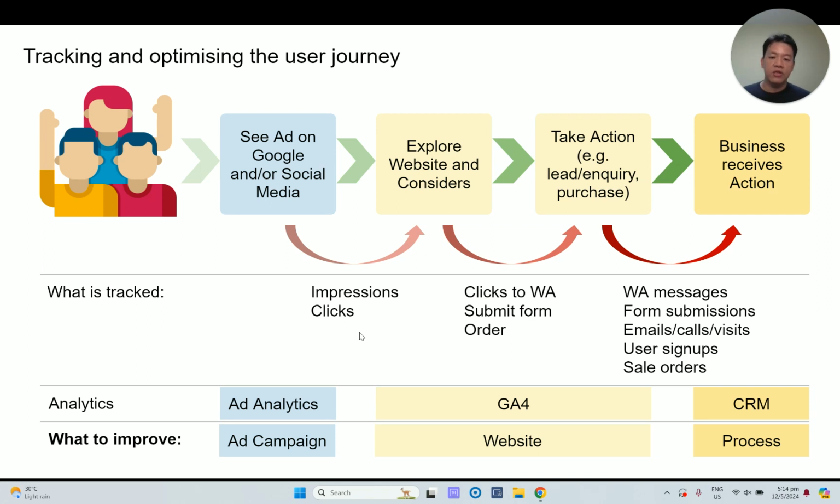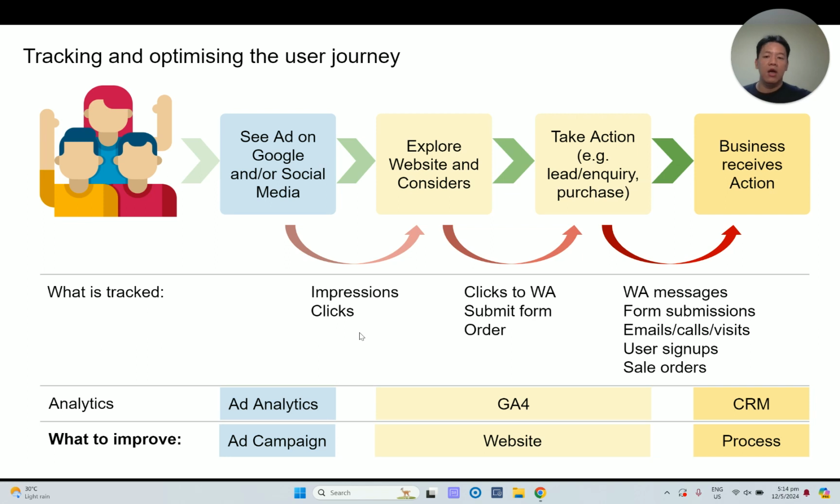If you have a lot of impressions and very little clicks, that usually means your ad campaigns are probably not really speaking directly to your target audience. That also probably means that whatever you're putting on your ad copy might not resonate with the actual pain points that your users are trying to solve, right? So these are the two things that we look at.